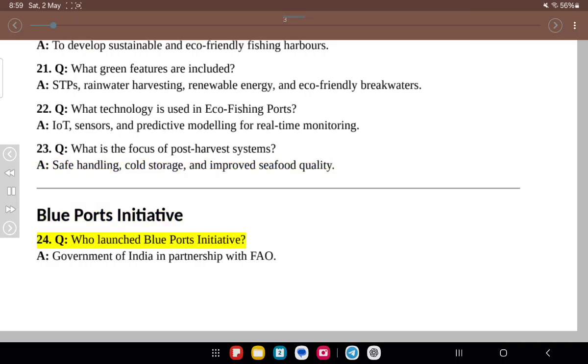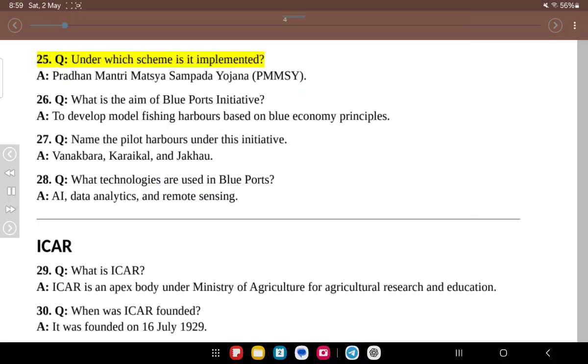Blue Ports Initiative. 24. Q. Who launched Blue Ports Initiative? A. Government of India in partnership with FAO. 25. Q. Under which scheme is it implemented? A. Pradhan Mantri Matsya Sampada Yojana, PMMSY.